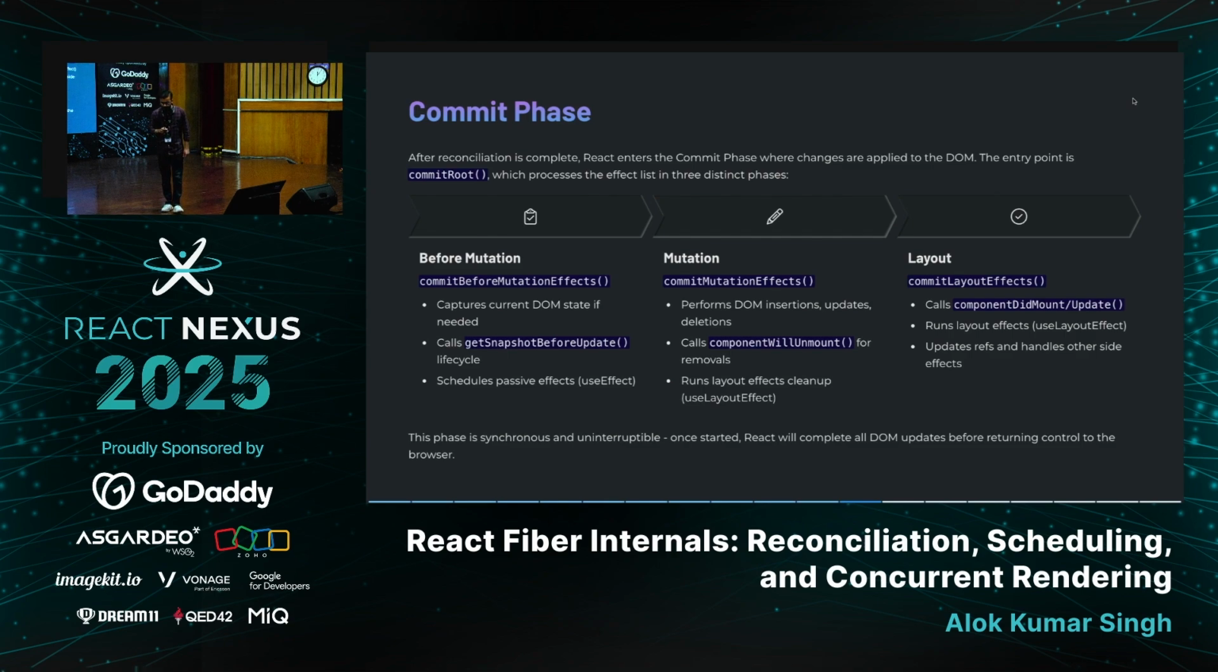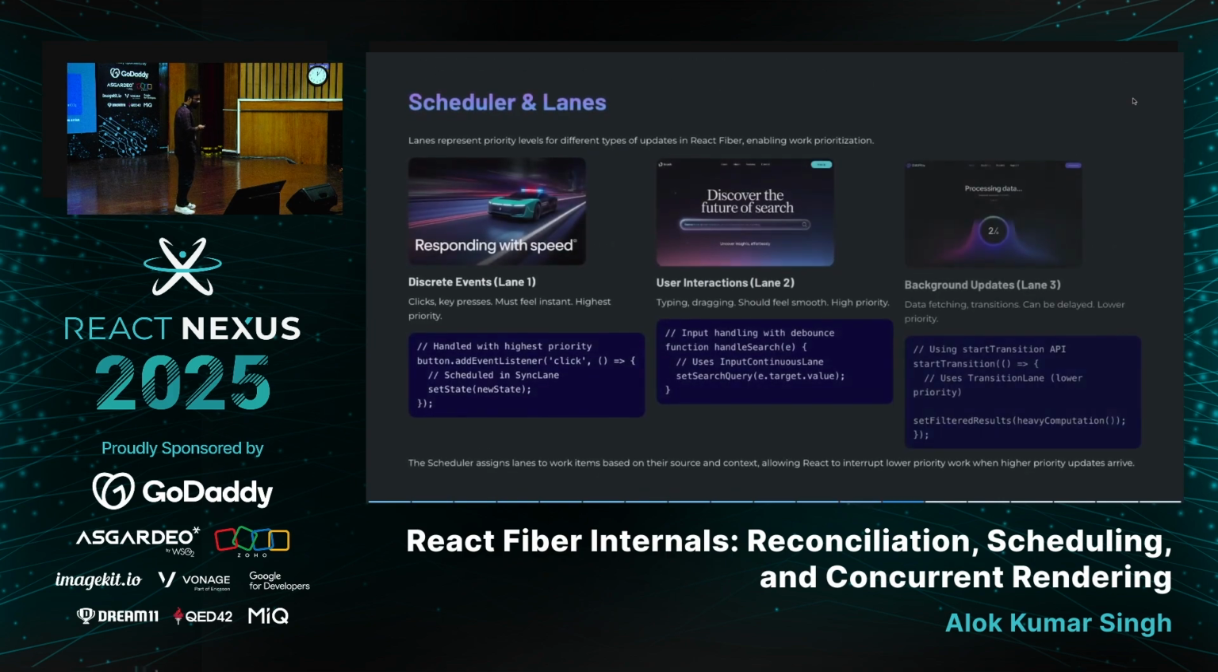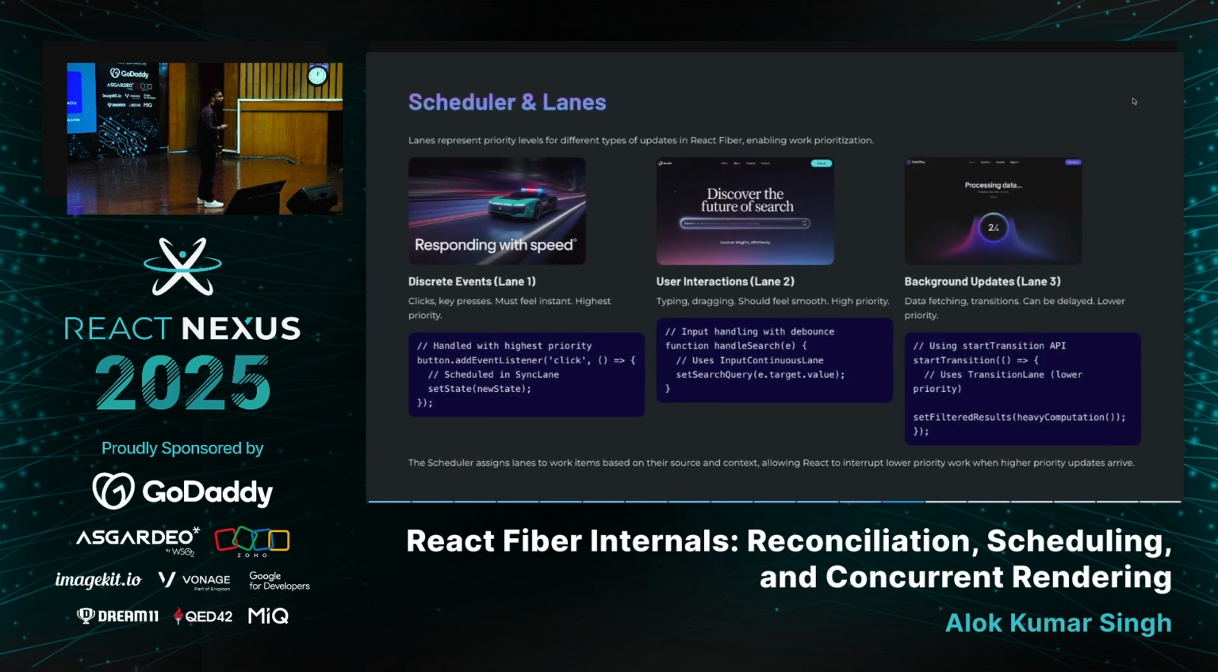Now remember, we discussed that Project Fiber has three major functionalities. The first one was priority. But how does React know that a task will get higher priority? The task I'm talking about is an update, any state change. So the scheduler and lanes come into the picture.